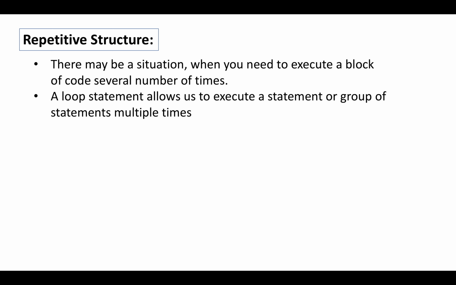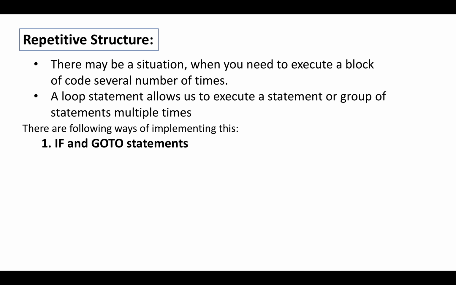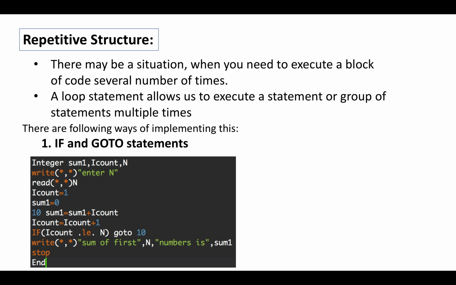Sometimes there may be a situation when you need to execute a block of code several times. So a loop of statements allows us to execute a statement or a group of statements multiple times. There are different ways of implementing this. In Fortran we have the following ways of implementing. The first one is using a combination of if and goto statement. For explaining that, we take the help of this simple program which calculates the sum of the first n numbers.